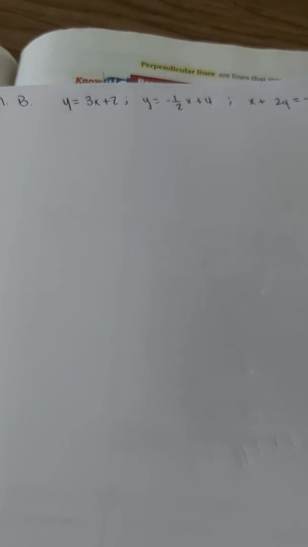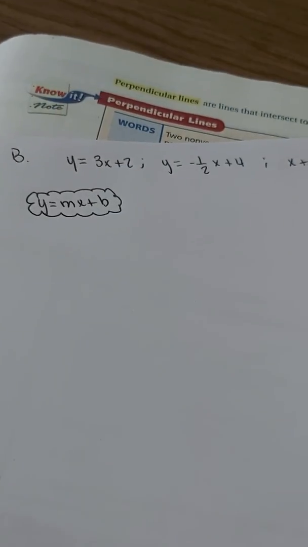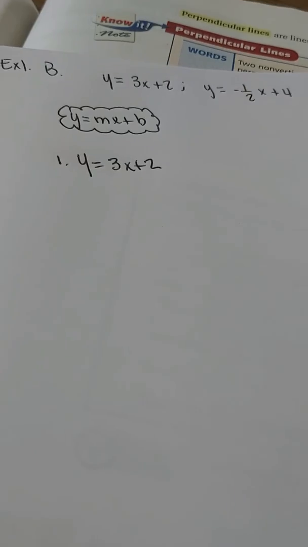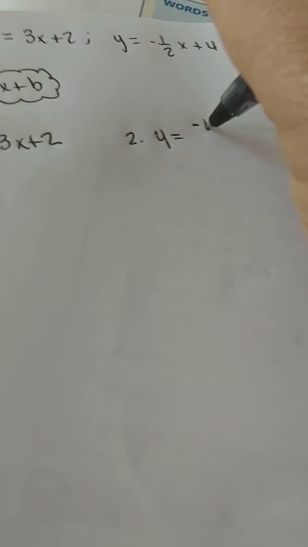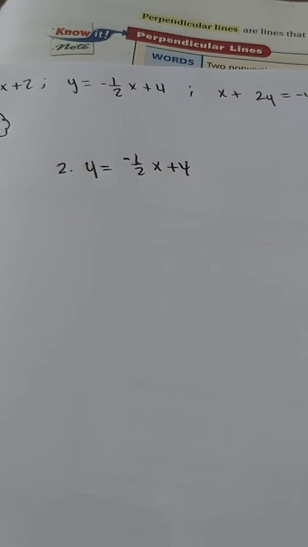So the best way to do this is to write them all in slope-intercept form. Remember the slope-intercept form is y equals mx plus b. Let's write all of those linear equations in the form y equals mx plus b. The first equation, y equals 3x plus 2, is already in slope-intercept form. The second equation, y equals -1/2 x plus 4, is also in slope-intercept form.